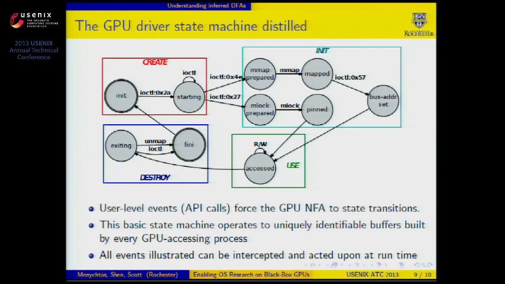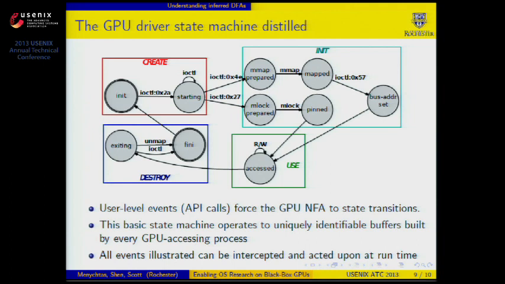Let's look at a more distilled, boiled-down version of this state machine as it has been produced manually by merging the information that we have gathered for the 3 GPUs that we have worked with. In this particular case, we have produced a state machine with a small number of states that actually describes how uniquely identifiable buffers are built and used through the lifetime of the GPU accessing application process. The state transitions through which this state machine goes are stemming from API calls that are made by the application using the accelerator or the hardware of the GPU.